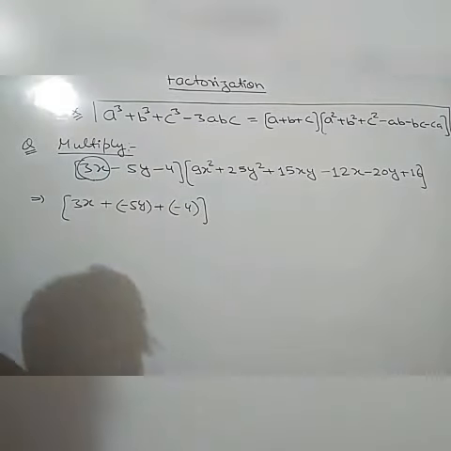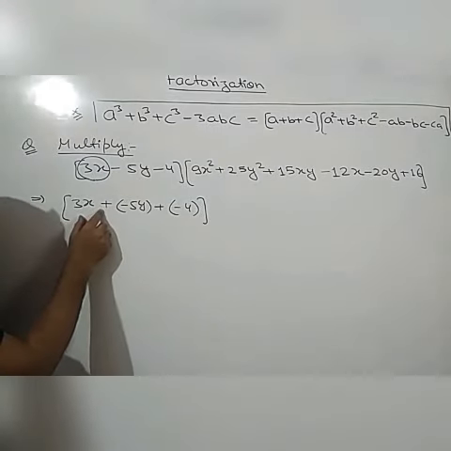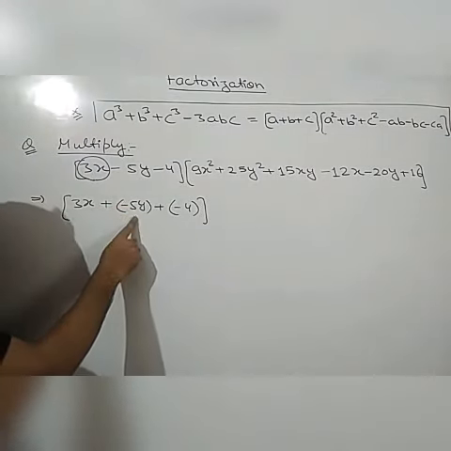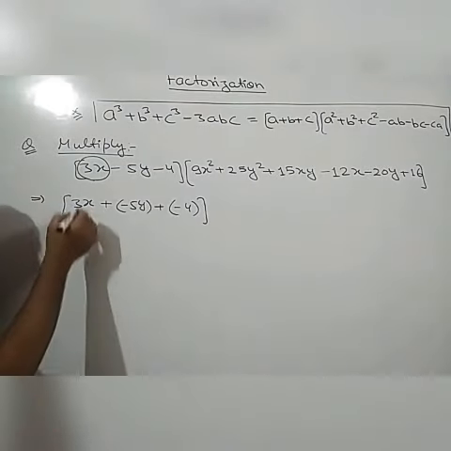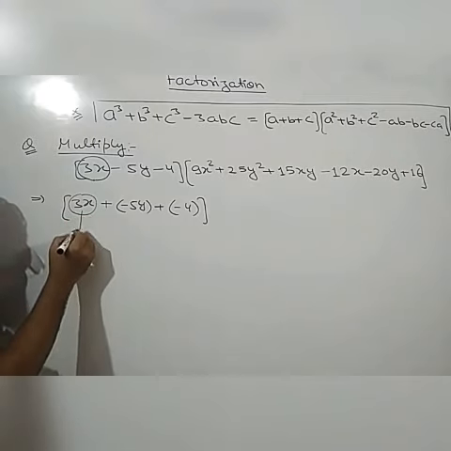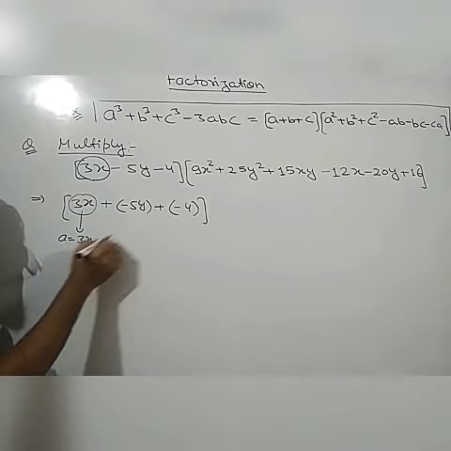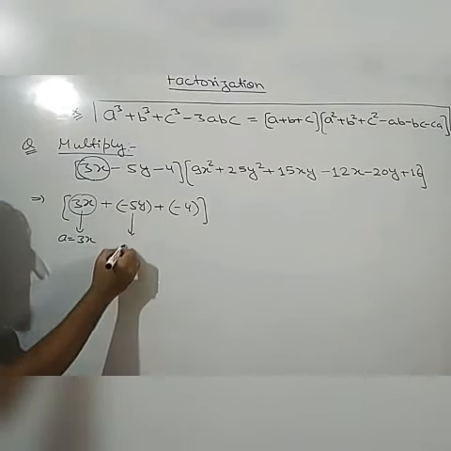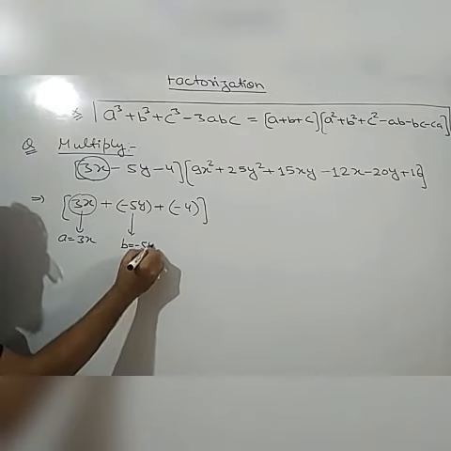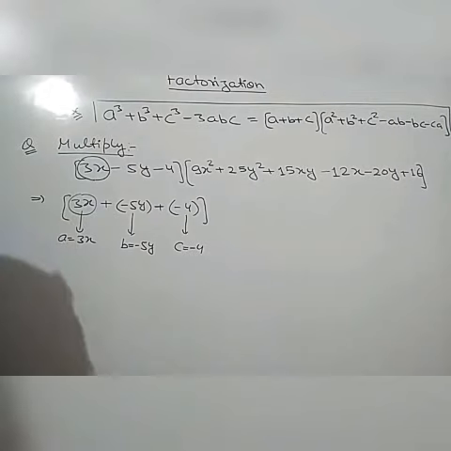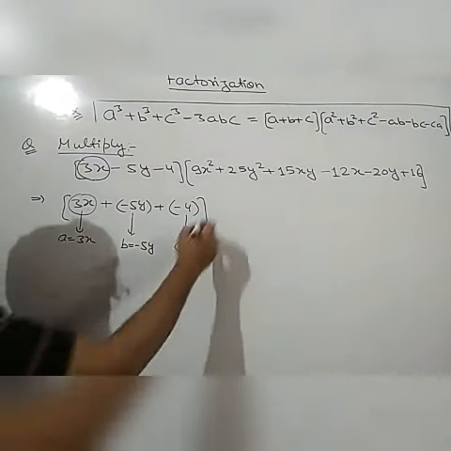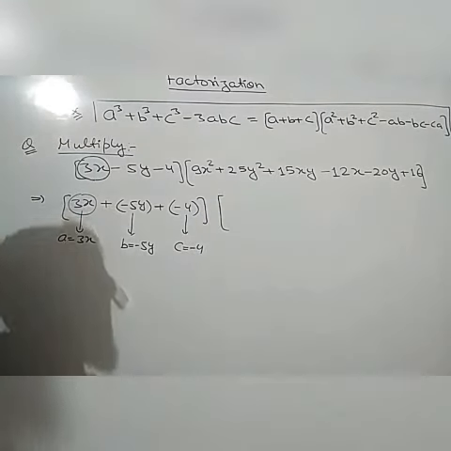So for changing the sign, we will take 3x plus, then in bracket we will take minus 5y, plus in bracket we will take minus 4. Now this is a. If we consider, a is equal to 3x. Then what is b? From this term we get b is equal to minus 5y, and from this term we get c is equal to minus 4. Okay. Now in the second bracket, if we check, what can we get?